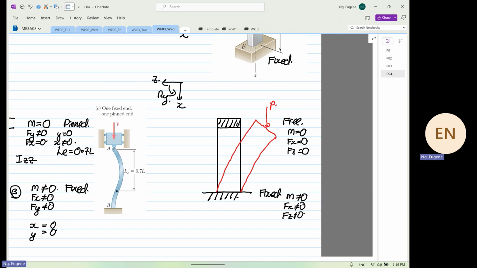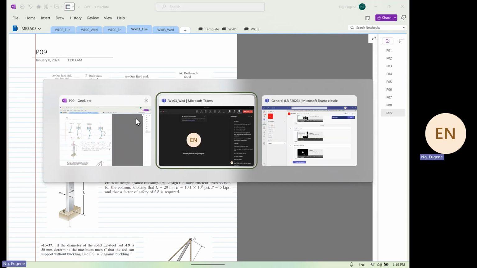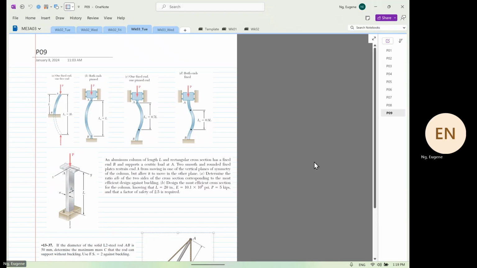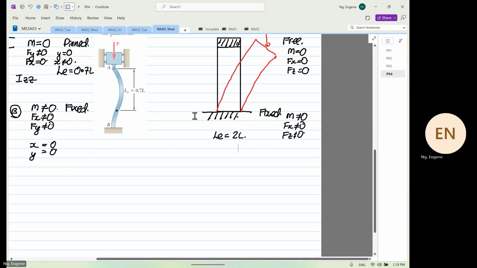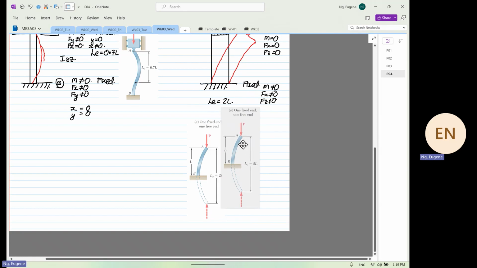So in this context, our LE is equal to what? 2L. Right? How do we know? We look at this over here. One end fixed, and the other end is free. Are we clear? Okay. I'm going to stop here.